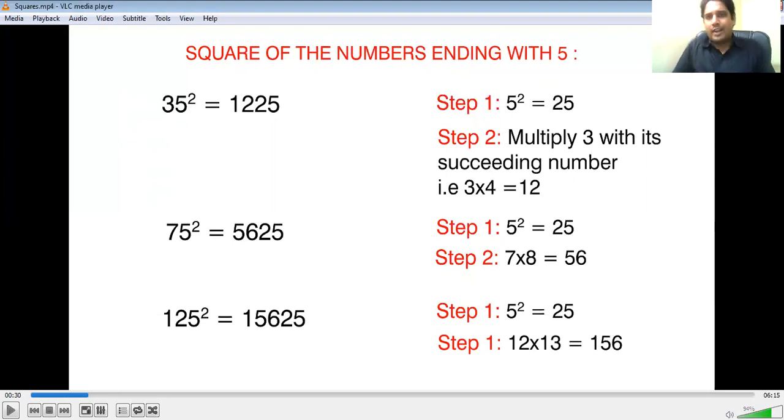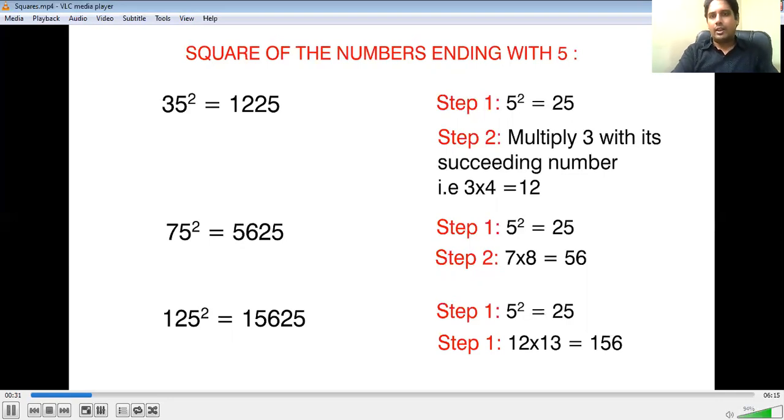Now say for example, I need to find out 95 square. 5 square is 25, 9 into 10 is 90, so 9025 will be your answer. I need to find out the square of 135. 5 square is 25, 13 into 14 is 182, so 18225 will be your answer. So you can find out the square of any natural number ending with 5 following the same mechanism.